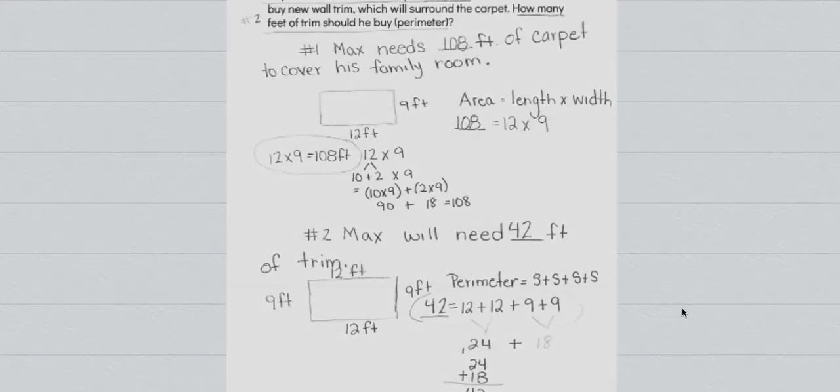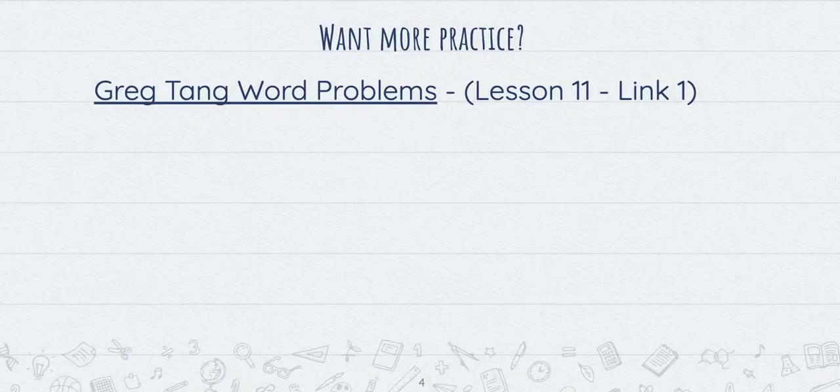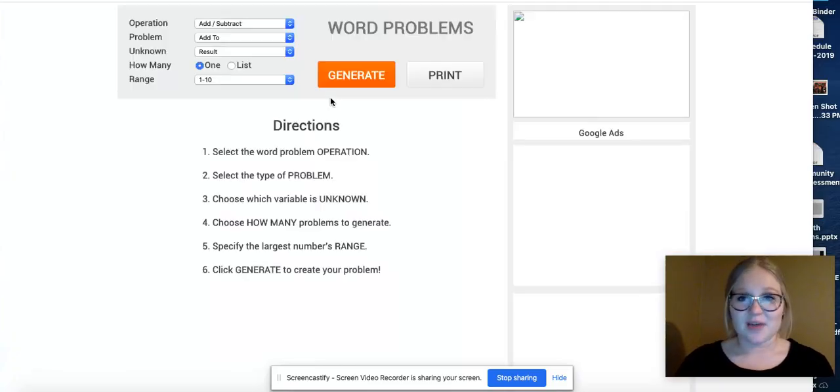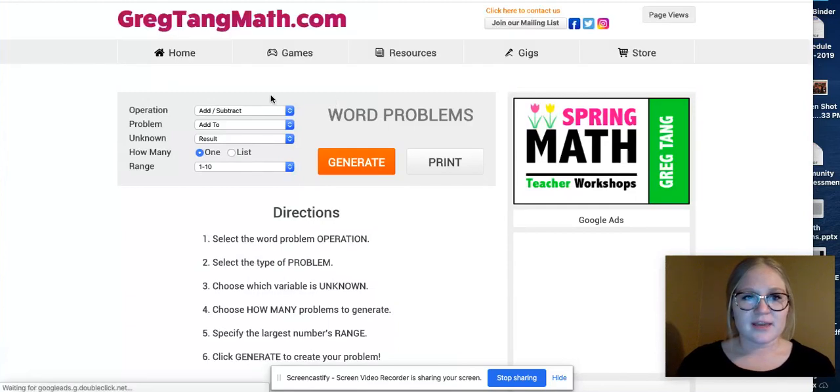We're going to go ahead and look at some time. Oh, wait, before that, if you ever want to look at some more word problems, there is a link. It's called Lesson 11, link number 1. This is Greg Tang word problems. So if you ever want to create some word problems and work on some more word problems, you can always do that. So I'm going to go ahead and show you how this works.